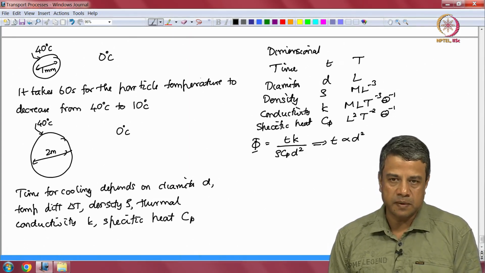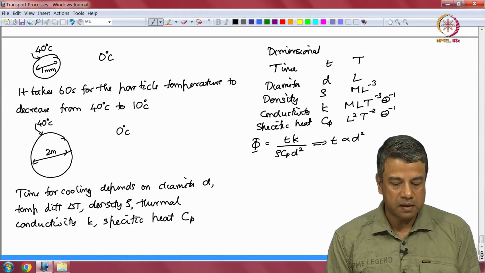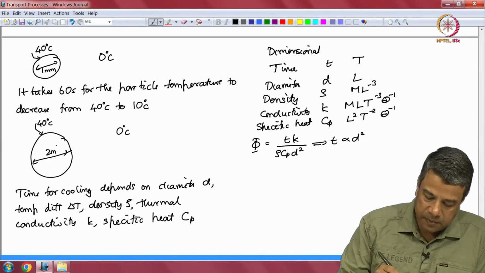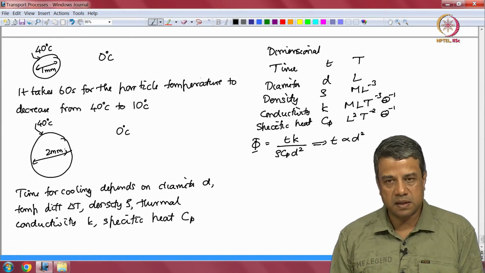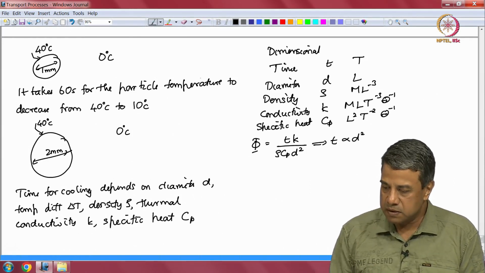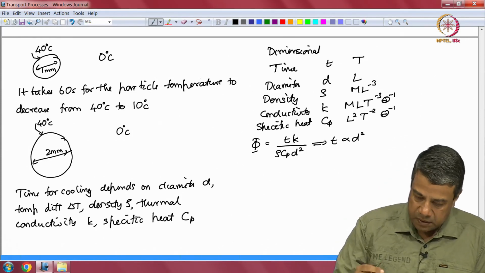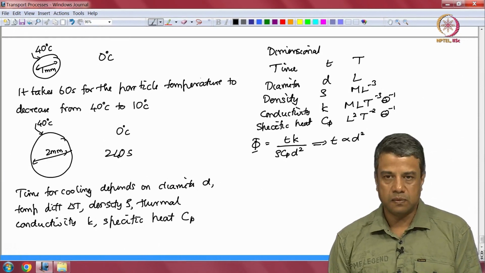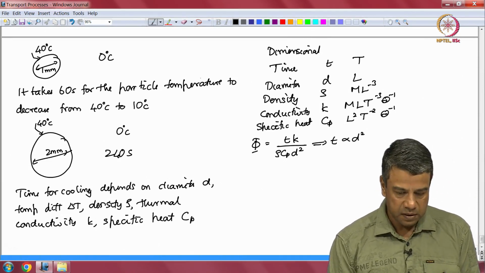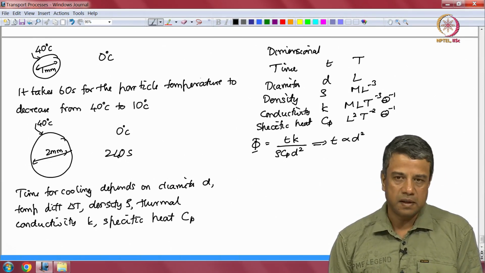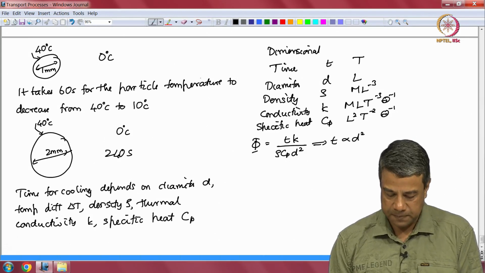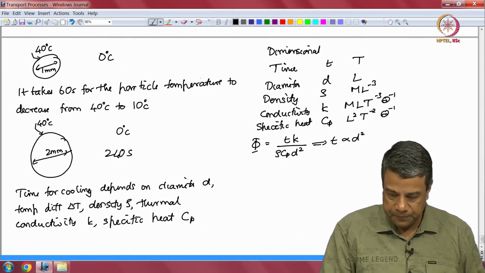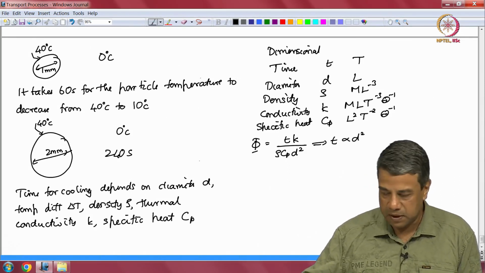This we got just based upon dimensional analysis. For a particle of diameter 1 millimeter, if it takes 60 seconds, for a particle of diameter 2 millimeters, it should take 60 times d square, that is 4. So, it should take 240 seconds for cooling this particle of diameter 2 millimeters. Okay. Provided the initial temperature difference and the final temperature difference are both kept a constant. Okay. So, this illustrates the use of dimensional analysis in order to find out what is the time required for cooling a particle.